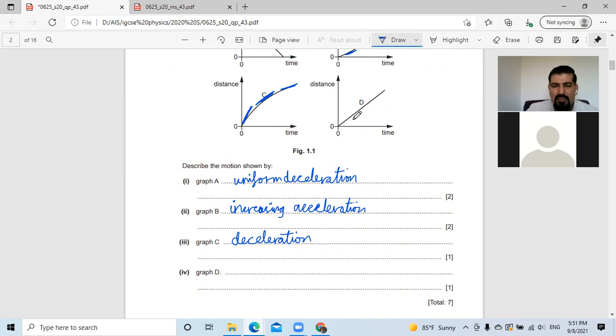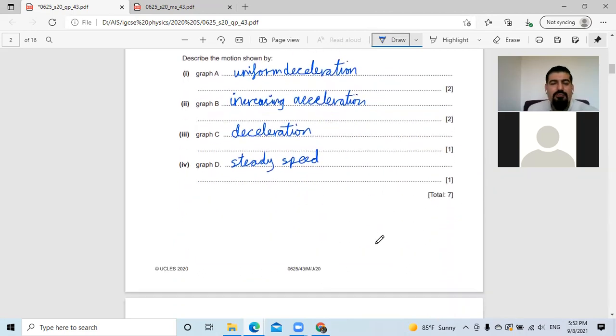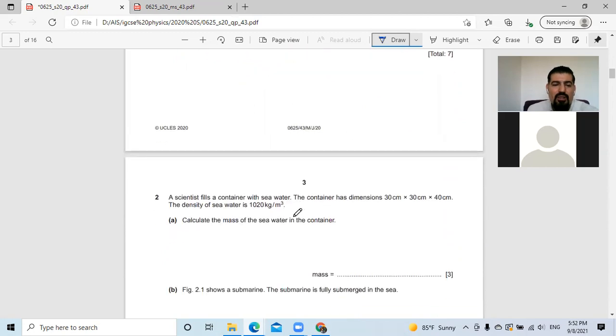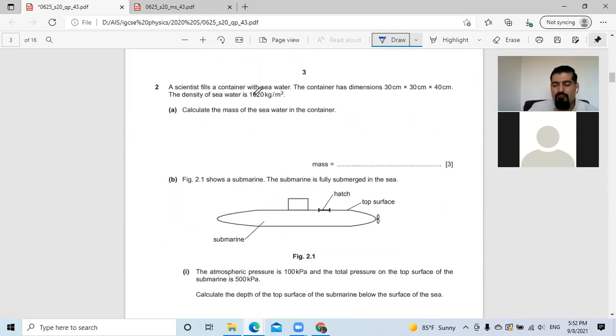And part D, it's a straight line going up. That means steady, or uniform, speed. Like this, we get another 7 marks in this question. Remember, 7 plus. And then let's see the next question.